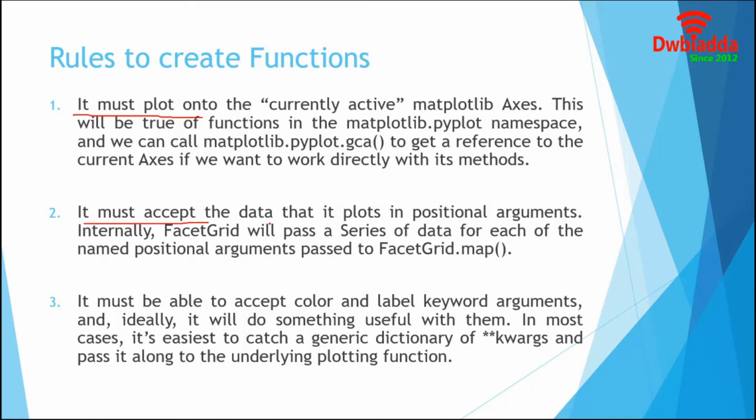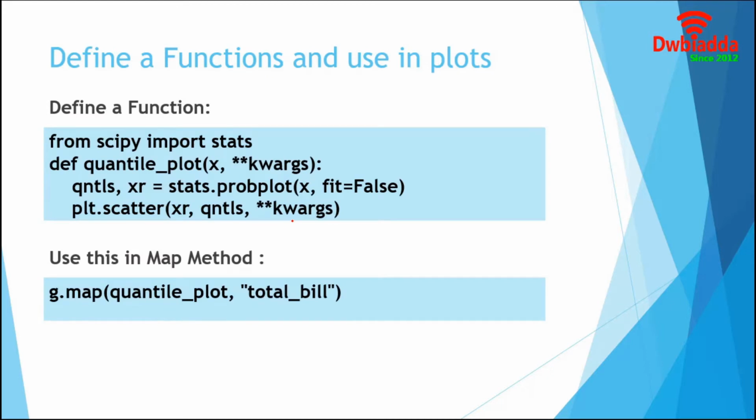It must accept the data that it plots in positional arguments. Internally, facet grid will pass a series of data for each of the named positional arguments passed to facetgrid.map. Finally, it must be able to accept color and label keyword arguments. In most cases, we can handle them using the facet grid function itself, but in some exceptional cases, we have to manage them through the logic of the function. In this section, first we define a new function and then use it in facet grid's map method.